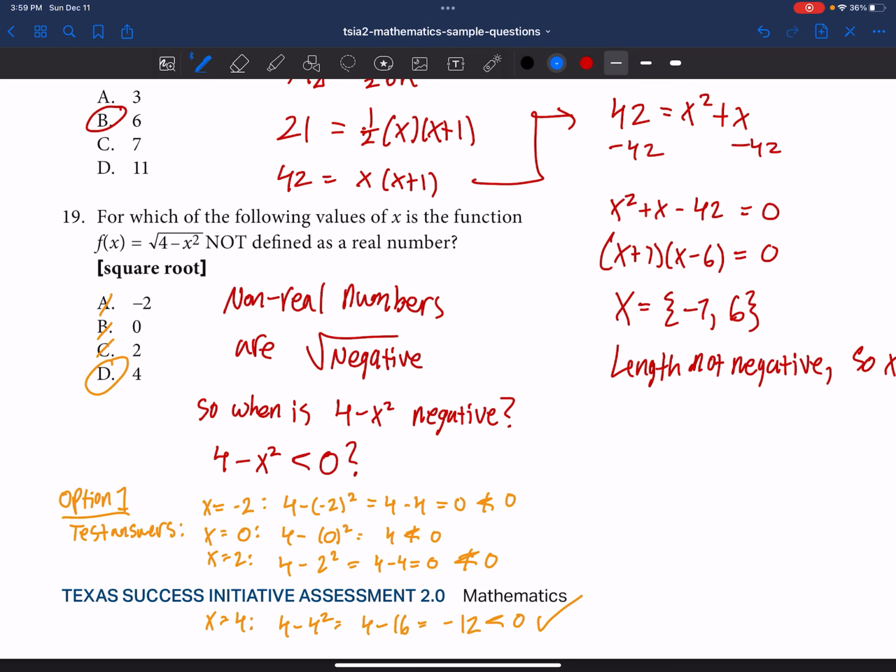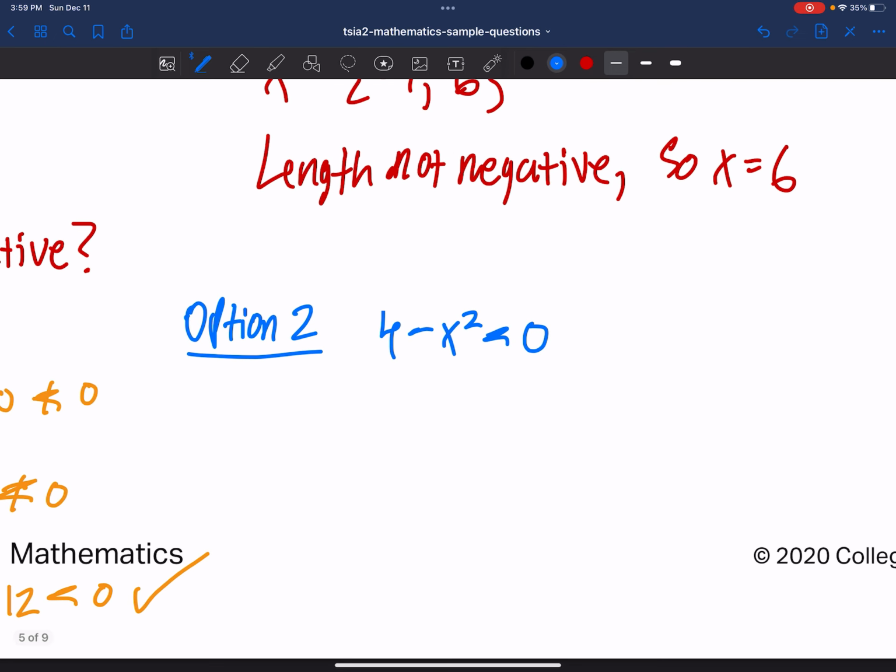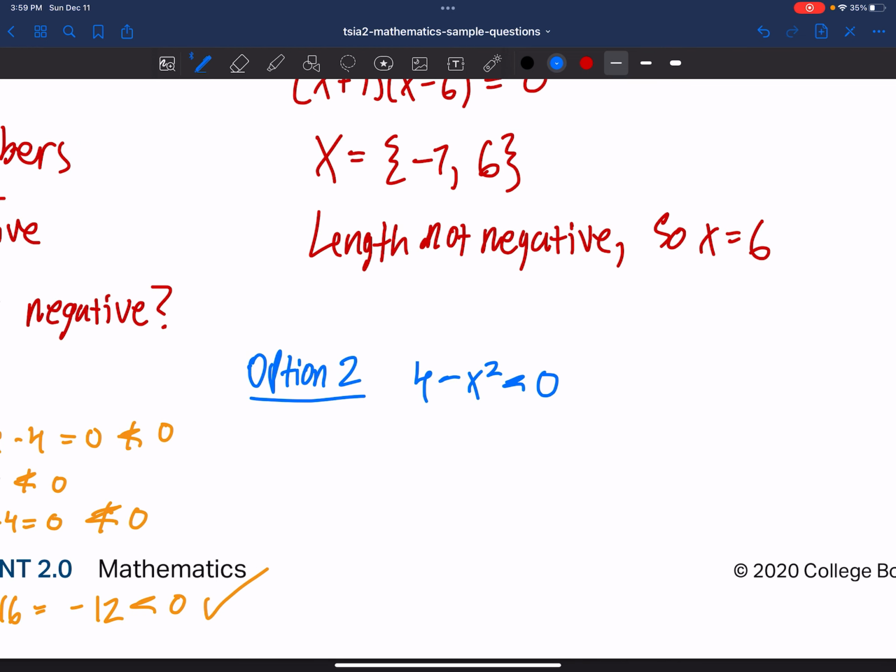Option 2, let's say option 2 would be to actually solve this inequality. 4 minus x squared is less than 0. When does this happen? Well, 4 minus x squared is the difference of squares identity. So this is 2 minus x, 2 plus x, and we're looking at this less than 0. And so you could create a number line out of this where the roots are +2 and -2. And then you just need to test the regions.